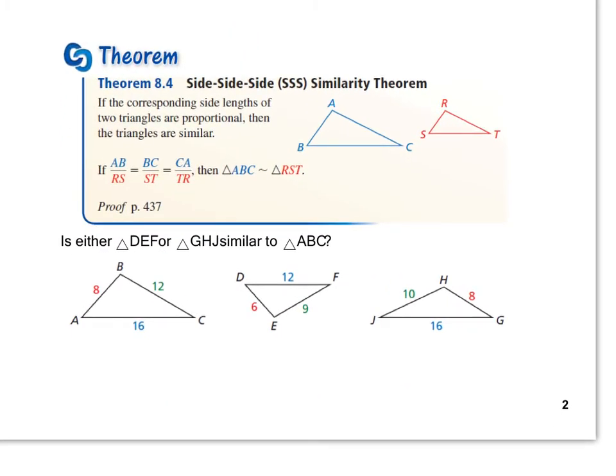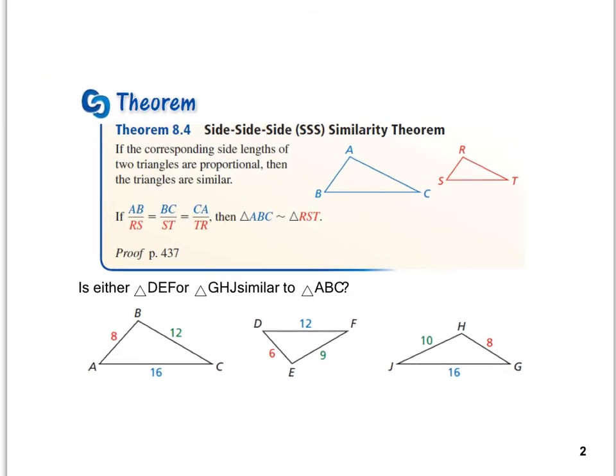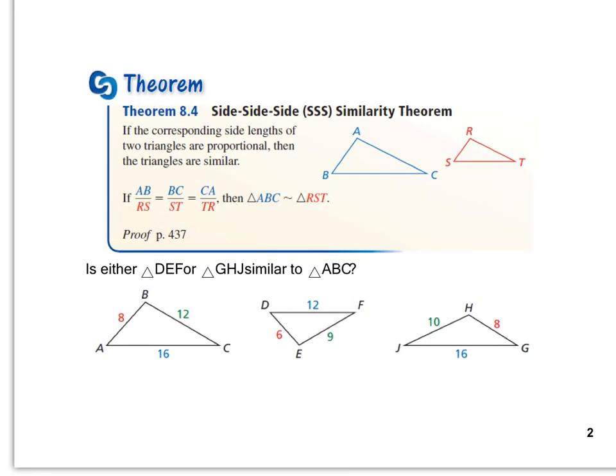So what we see here is that if the sides are proportional, then the triangles are similar. So here's a question for you. Is DEF or GHJ similar to ABC? We want to see, are these similar or are these two similar? One of those pairs is similar.